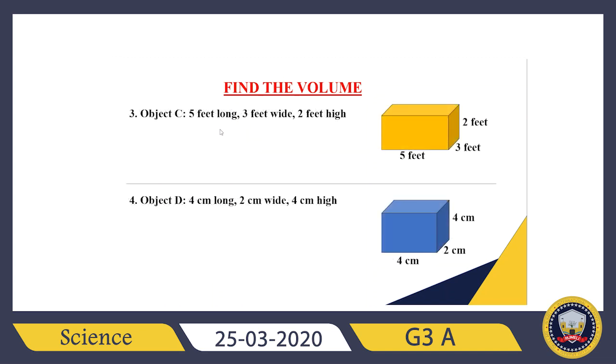Okay, let's check object C. It says 5 feet long. This time I'm using feet as the unit, remember. 3 feet wide and 2 feet high. How can I find the volume for object C? It's already given here, so I can multiply these 3 numbers, right? Let's multiply them. 2 times 3, 6. 6 times 5, 30. Good job.